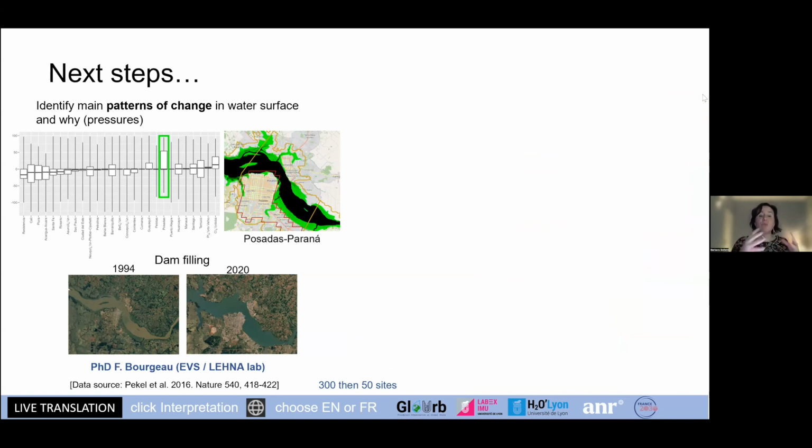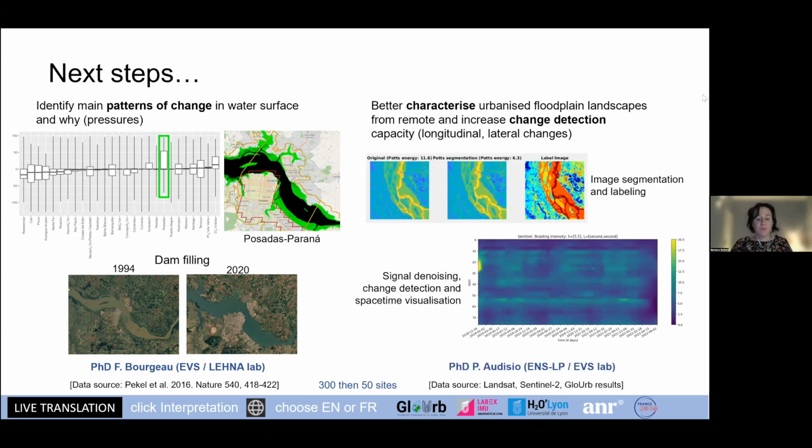The next step will make it possible to see if there is some sort of general pattern at the global scale in terms of evolution of surfaces, and explain what the drivers are. Then we'll look in more detail through satellite images to see what the evolution of the patterns is.